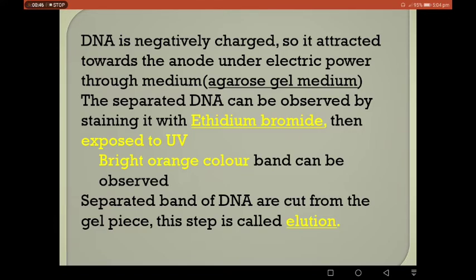Those bands are DNA. Separated bands of DNA are cut from the gel piece. This step is known as elution. That means the non-visible DNA can be converted into visible by this process, and at last we cut these fragments from the agarose gel and move them into the next stage, and that process is known as elution.